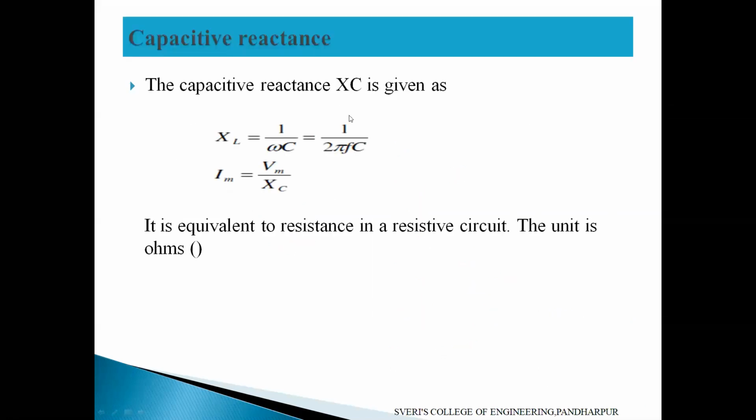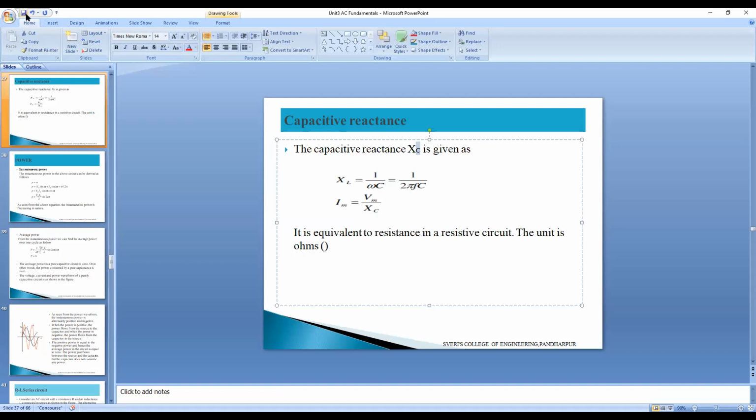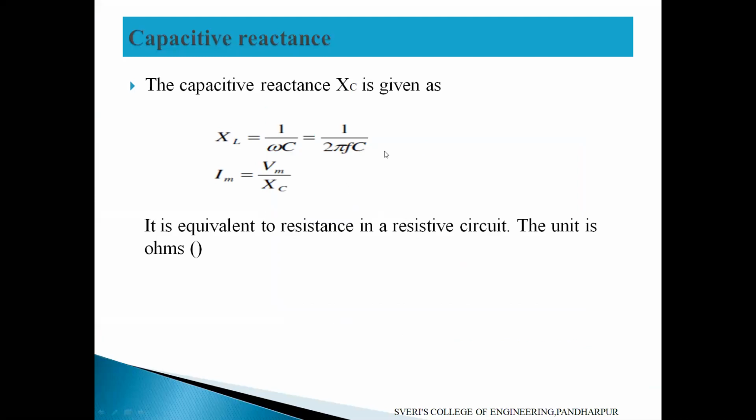See here. The capacitive reactance XC is given as XC equals 1 by omega C, which equals 1 by 2 pi fC.